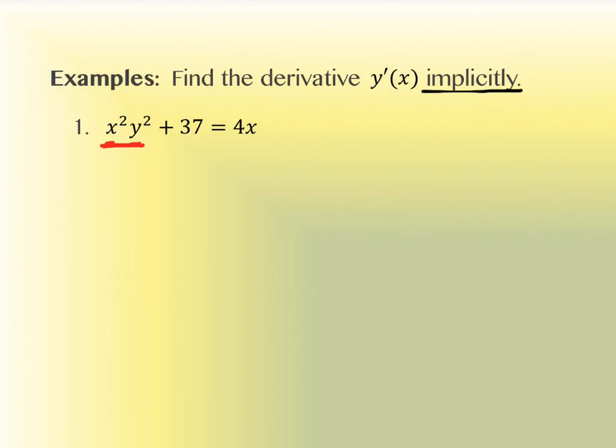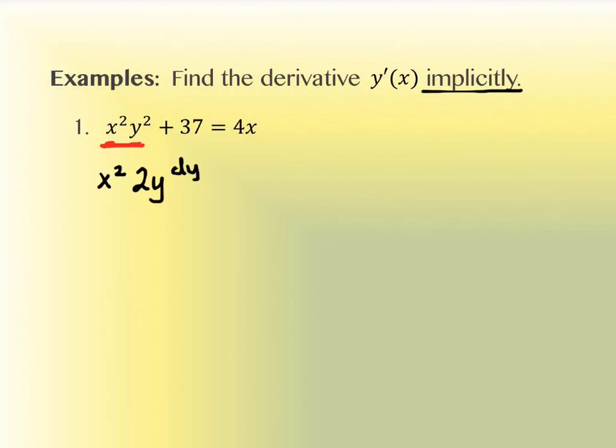So the product rule says that I need to take the first piece and I need to write it down, right? I don't do anything with it. But then I take the derivative of y squared. So what would the derivative of y squared be? 2y. At least that's how it starts. And then we need to do dy dx.